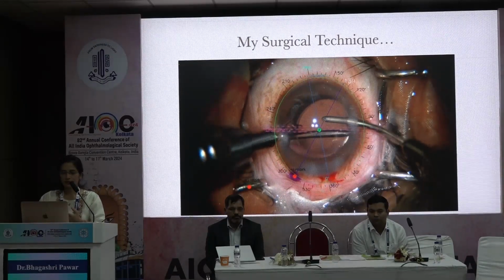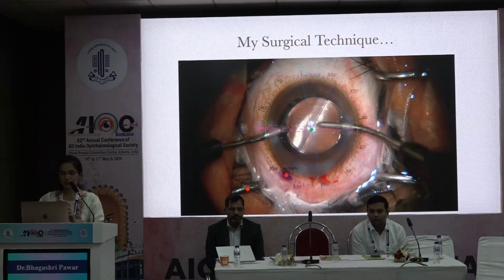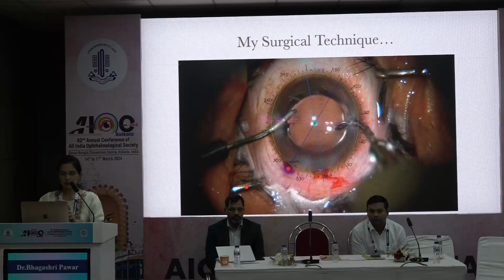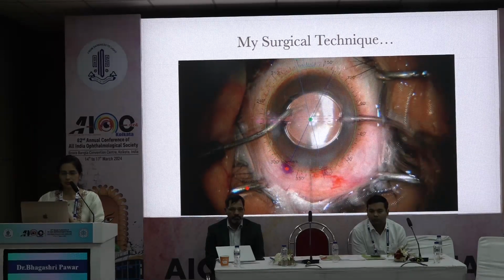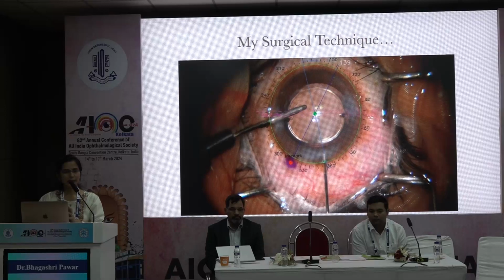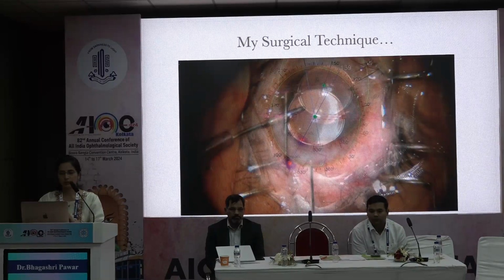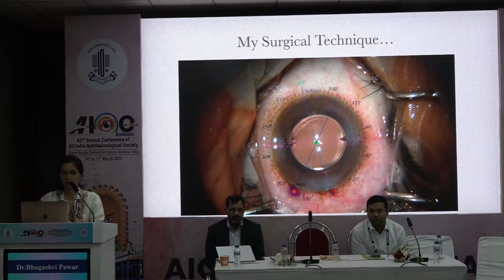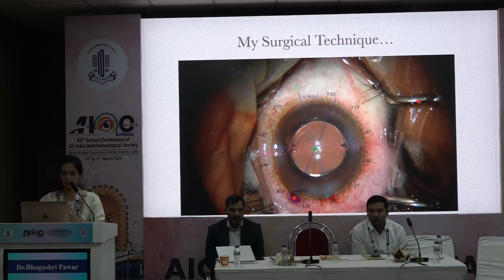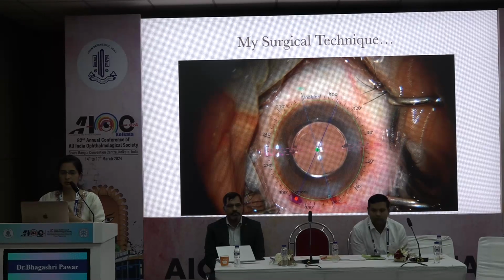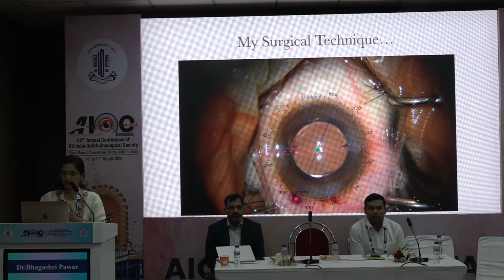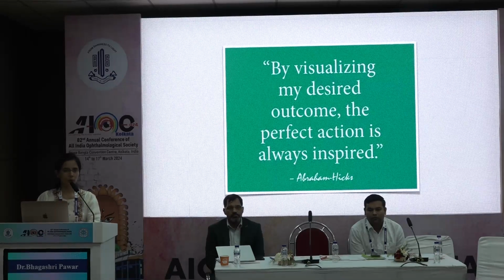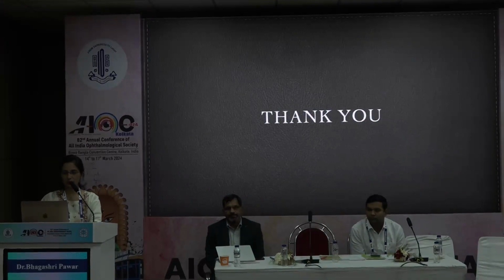And once the lens comes to the desired position, I keep my continuous irrigation on and hydrate the main port and the side port. With this method, you do not get any fluctuation in the anterior chamber. And finally, before closing, just recheck the axis. You should keep on rechecking your axis and the position of the lens until the end of the surgery, until you remove your speculum. And with this, I think you will get the perfect outcome in all your toric patients. Thank you very much for patient listening.